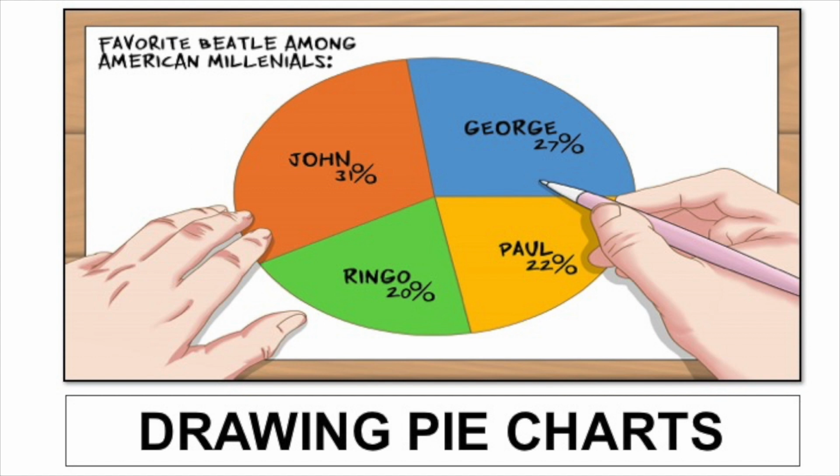Yes, and here in the picture you can see an example of a pie chart that somebody is drawing. Now, how many different slices is there to this pie chart? 4. And it's based on the different names of men. We've got John, how many percent? 31%. George. 27%. Paul. 26%. And Ringo. 20%. Now, if we add them all together, what number will we get? 100%. Brilliant, guys. Always remember, the complete pie will be 100%.